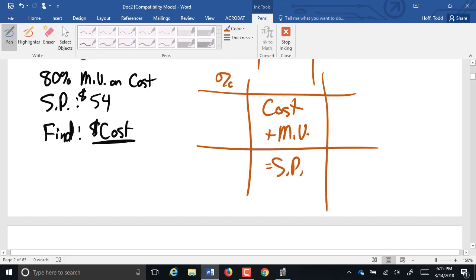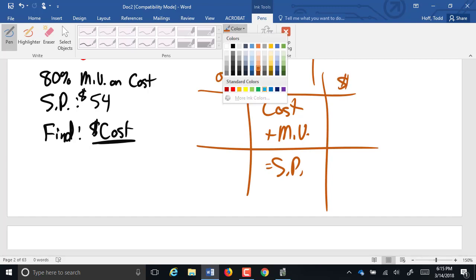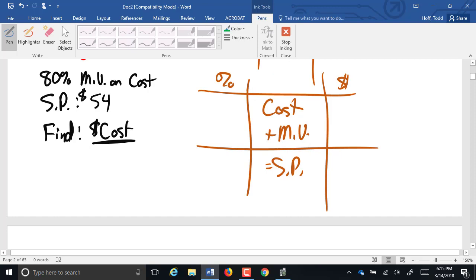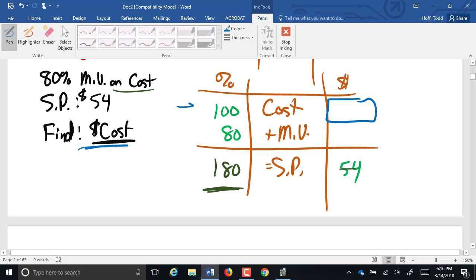So cost plus markup equals selling price. What do we know here? The selling price is $54. What else do we know? 80% markup, 100 goes on the cost, because it's on cost. And of course, what goes here? 100 plus 80 is 180. We are looking for the dollar amount of the cost. So this is the row that we're looking for, the row that has both numbers. This time it's the middle row we have to ignore.